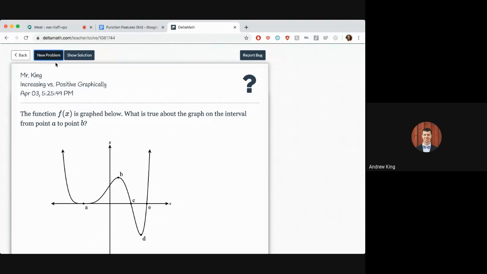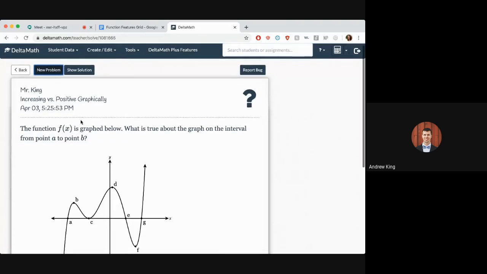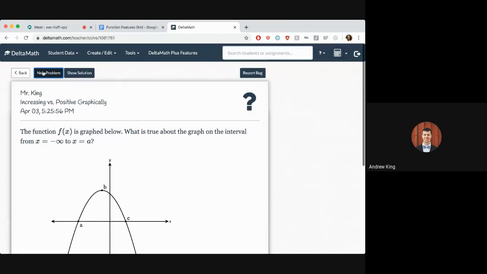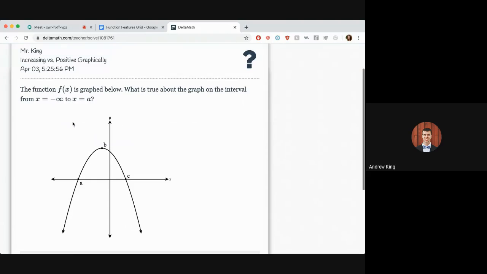Point A to point B, let's skip that one. Okay, there's a good one. So from x equals negative infinity to x equals a. All right, negative infinity, we're still in the x direction. Negative just means the left, right? Negative means either left for x or down for y. So go to the left forever and ever and still be on the graph, right? So here's the graph. To go left forever and ever, it goes down.